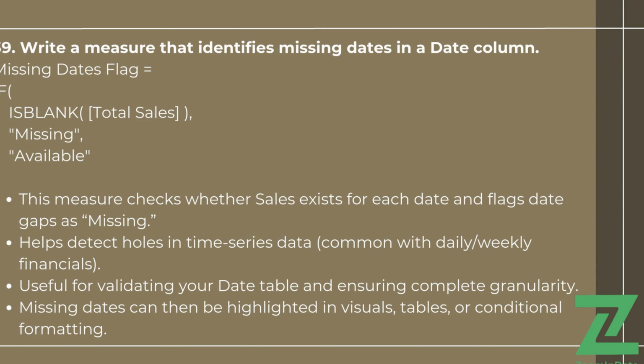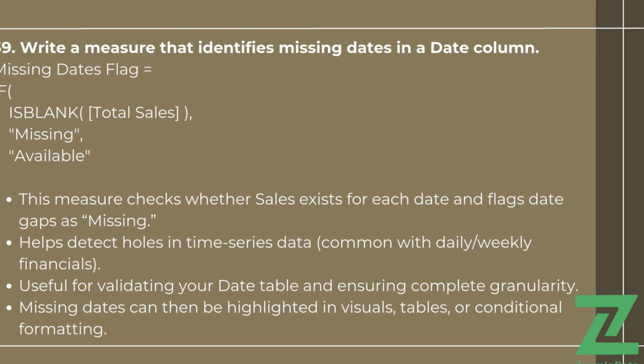39th question. How can a DAX measure be written to identify missing dates in a date column? The measure uses the ISBLANK function to check whether sales exist for each date. It flags date gaps as missing when there is no sales data and marks dates as available when data exists. This helps to detect holes in time series data, which is common in daily or weekly financial reports. It is also useful for validating the date table and ensuring that the data has complete granularity.